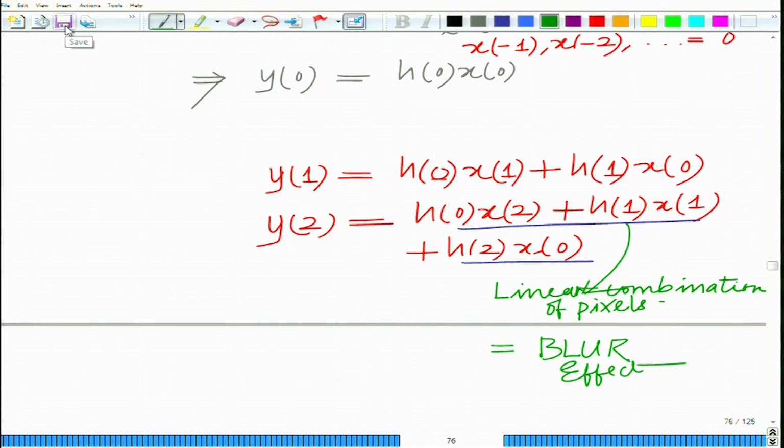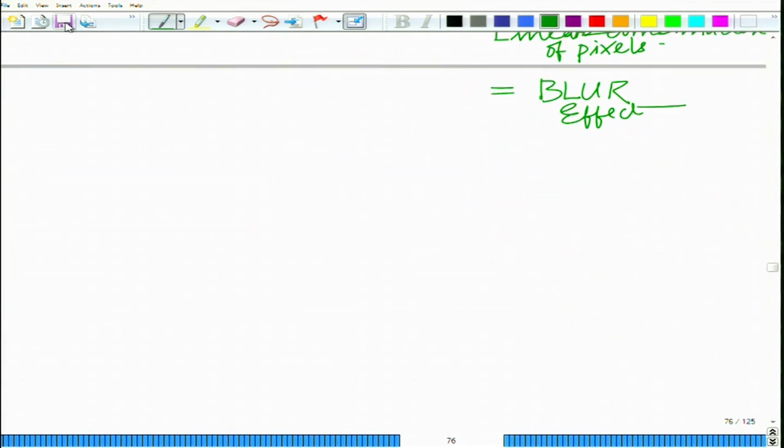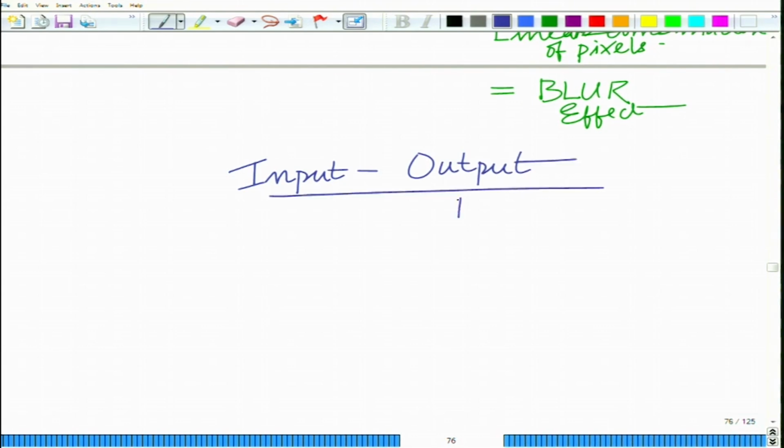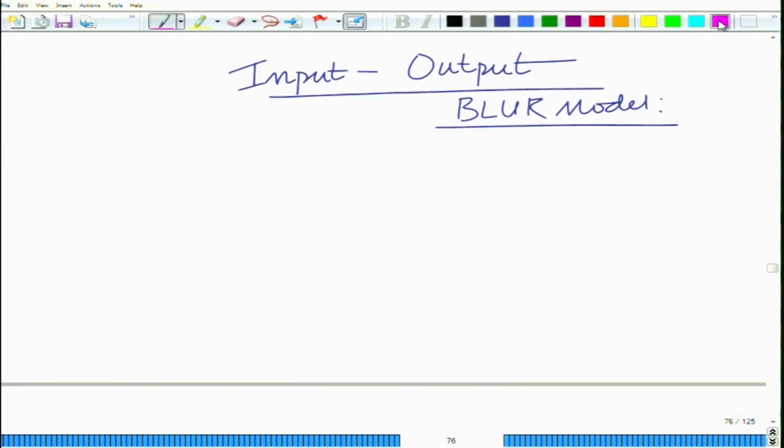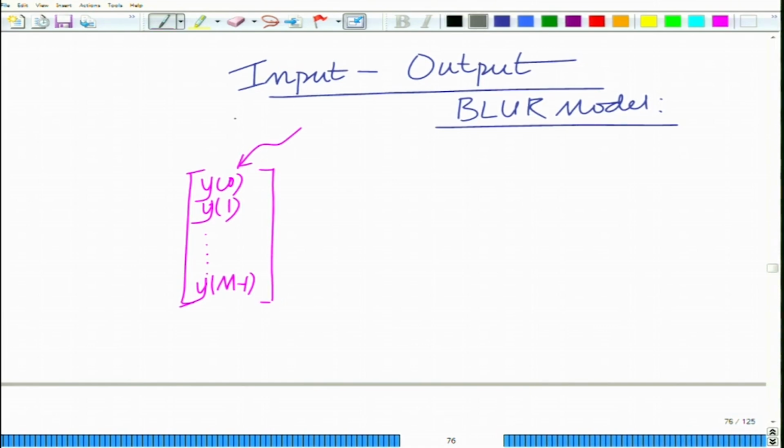The linear combination of pixels is giving you the blur effect, and therefore, the input output blur model can be represented as follows. Let us say you have a group of output pixels, which you are representing by the vector y of 0, y of 1 up to y of, let us say, m minus 1, that is, the total number of pixels is m. So, you call this your output pixel vector.